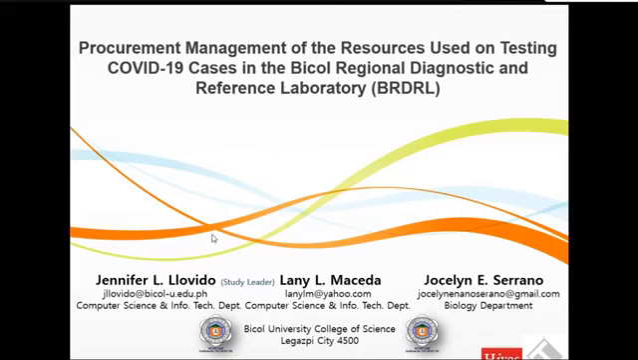I am Jennifer Livido, and with me in the study are Professors Lani Maceda and Jocelyn Serrano, and we are all from the Bicol University College of Science. It is indeed an honor to be given this opportunity to undertake this endeavor and to be able to share to all of you the results of our study entitled Procurement Management of the Resources Used on Testing COVID-19 Cases in the Bicol Regional Diagnostic and Reference Laboratory.